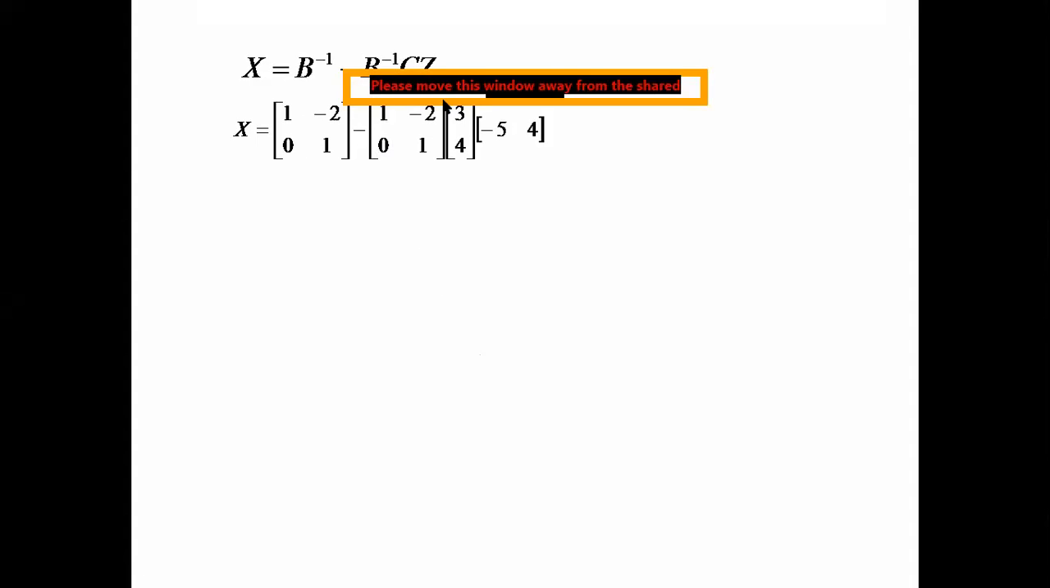Find T, Y, Z, and one more is there. That is capital X. How to get capital X? For that, this is the formula written: inverse of B minus inverse of B into C into Z. Inverse of B is written, the same matrix. Here again, inverse of B. This is C. C means the column matrix, 3, 4. And Z is what you obtained in the previous step. That is a row matrix, a matrix having only one row.